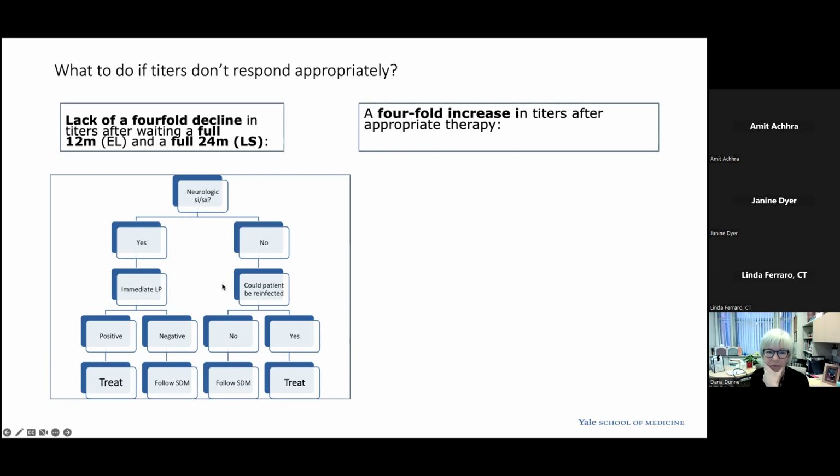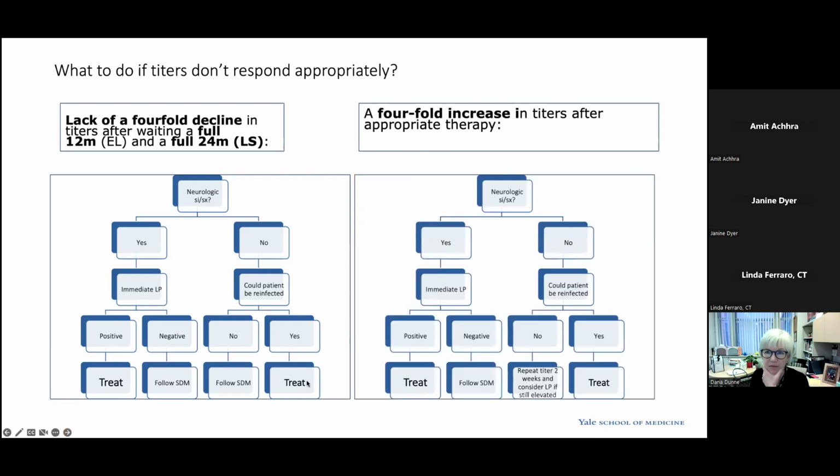But if they hadn't been reinfected, just continue to wait and see if they continue to slowly go down over time, and talk about the shared decision making. And if we have time, we could talk more about what the shared decision making would be. And I already said that if the titers go up, it's a little more straightforward.